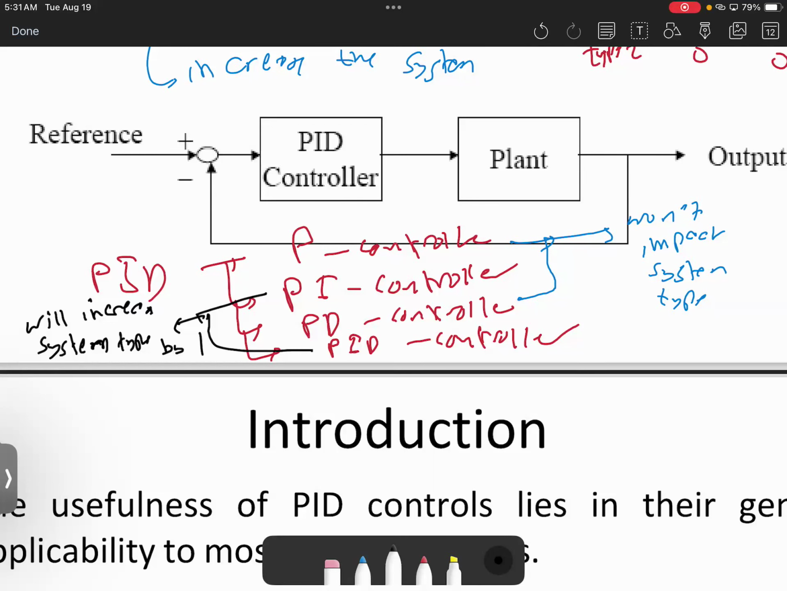Then the other thing is that the D controller has a drawback, which is that it can sometimes impact the system stability, and it's very sensitive to noise. When the environment is filled with noise, it will fail.